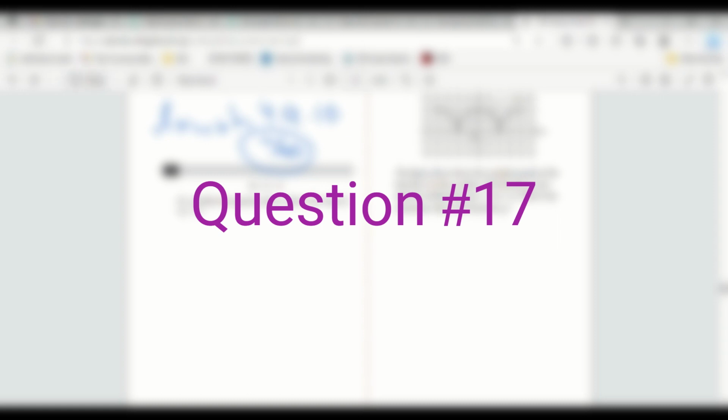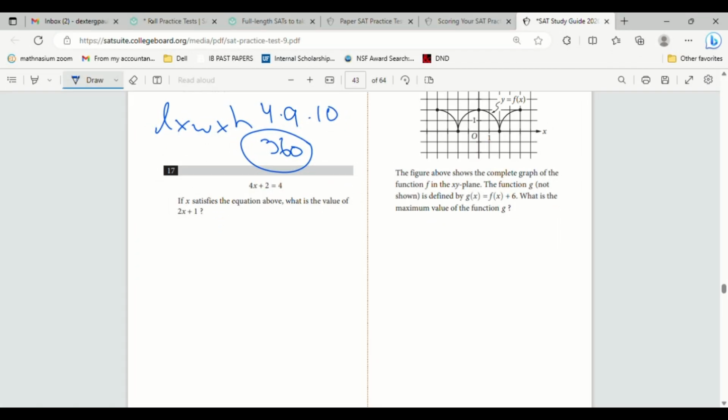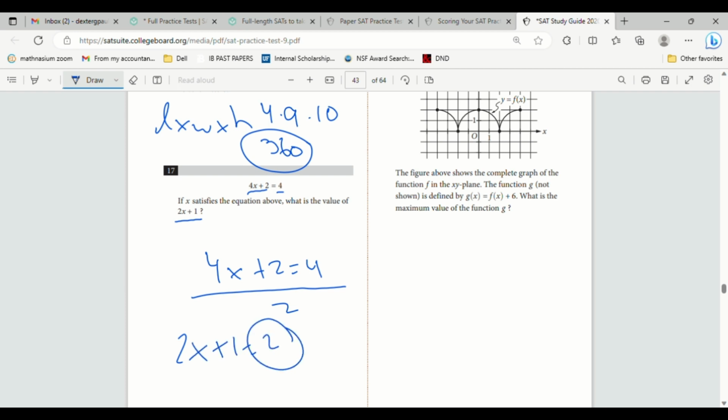Number 17, if x satisfies the equation above, what is the value of 2x plus 1? So we can actually apply a little bit of a trick. Because we know that 4x plus 2 equals 4, we can divide this whole equation by 2 to get our 2x plus 1. So dividing everything by 2, we get 2x plus 1 equals 2.